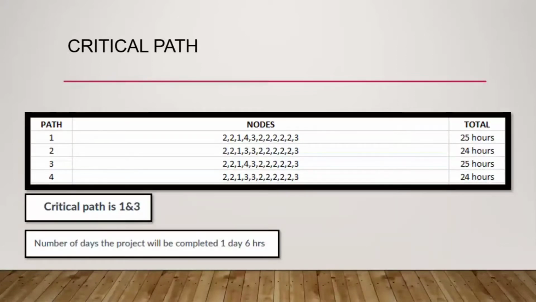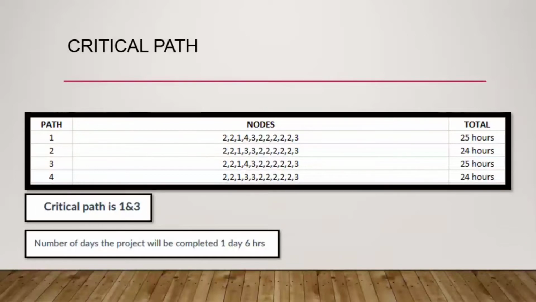So here is the critical path. The first path: the nodes are 22143, 22223, and the total critical path is 25 hours. The second path is 22133, 22223, and the total critical path is 24 hours. And path 3: the nodes are 22143, 22223, and the total critical path is 25 hours.